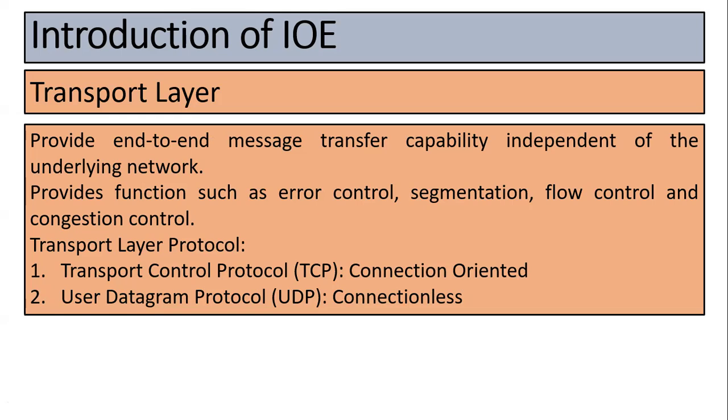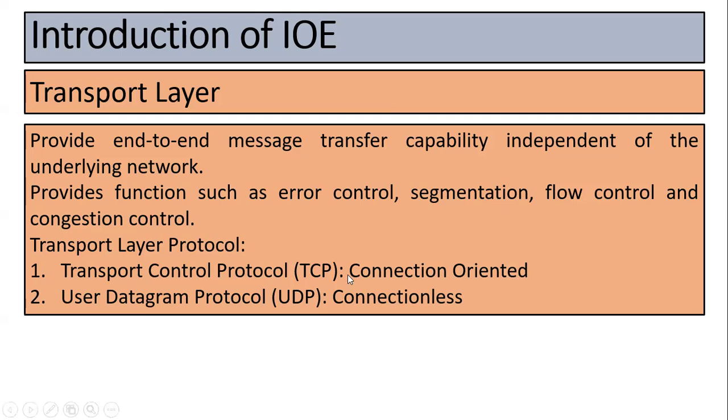Whether it is a wired network or a wireless network, it is not to be taken care of by the transport layer. Transport layer is only used to transfer messages without any dependency on the network. It also provides very important functions which you have already studied, that is error control, segmentation, flow control, and congestion control. These are the important functions which the transport layer protocol does.